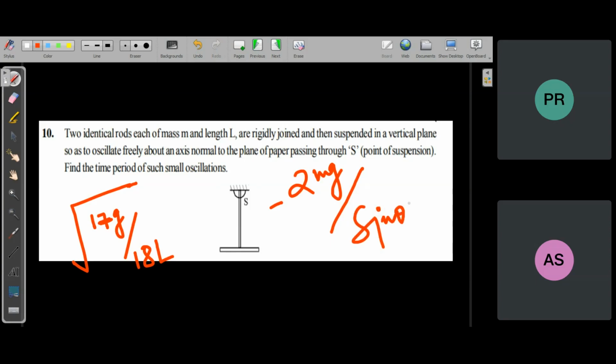Yes. How are you getting this minus 2 mg by sin theta? So this is a torque motion. I am applying torque equals I alpha. The torque is minus 2 mg by sin theta, so I am equating this to I alpha. Sir, why are you saying minus 2 mg? One minute. Two identical rods, each of mass m. Two rods, sir.